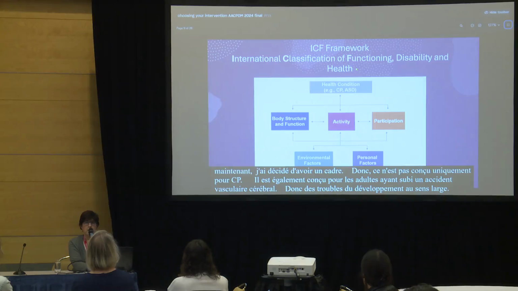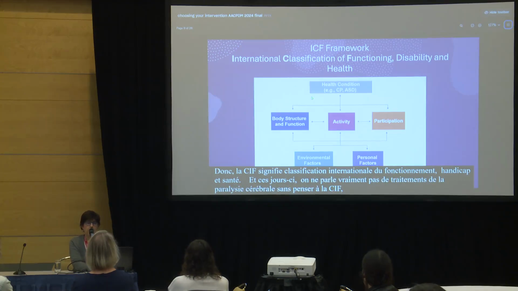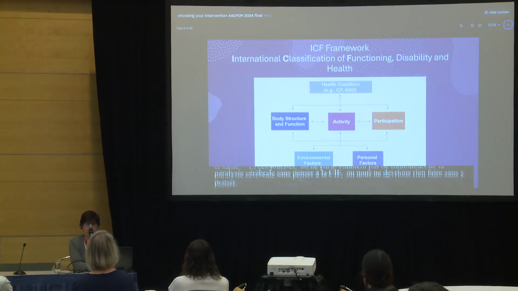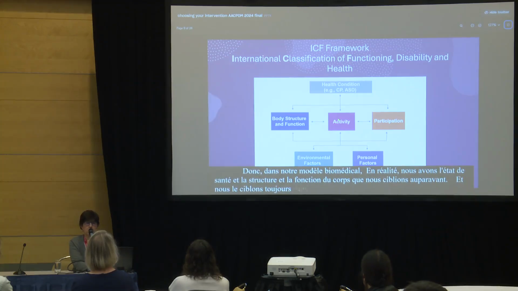And in these days, we really do not speak about treatment of cerebral palsy without thinking ICF, or we shouldn't do anything without thinking that. So in our biomedical model, really we have the health condition, and the body structure and function is what we used to target, and we still target it to some extent, but what is now different in this model is that we really look into how does it interact with activity and participation.